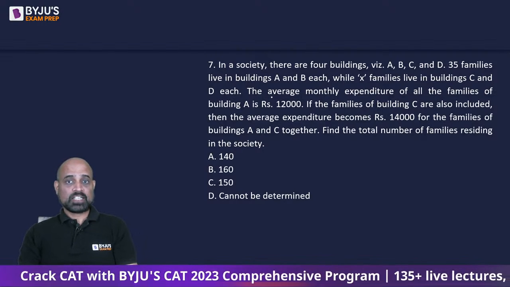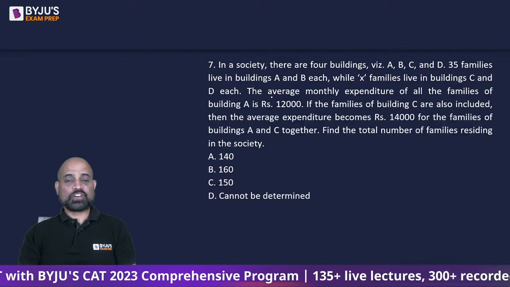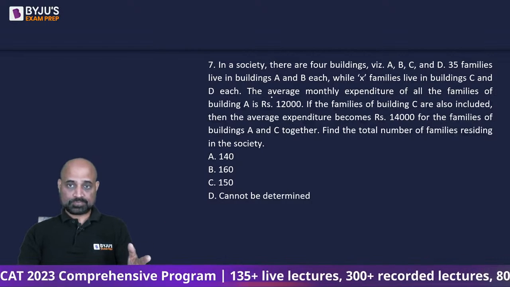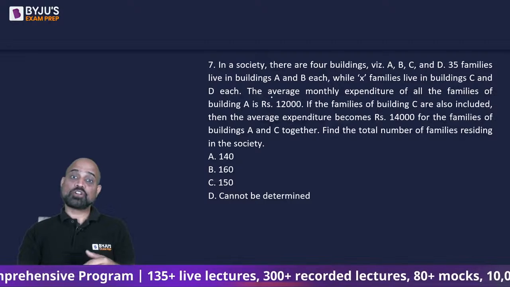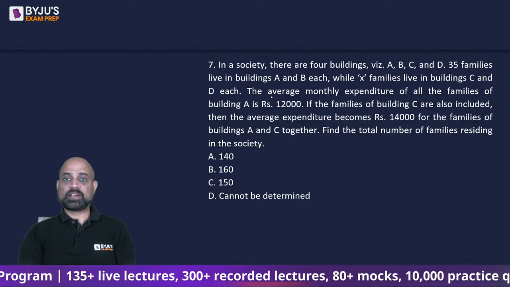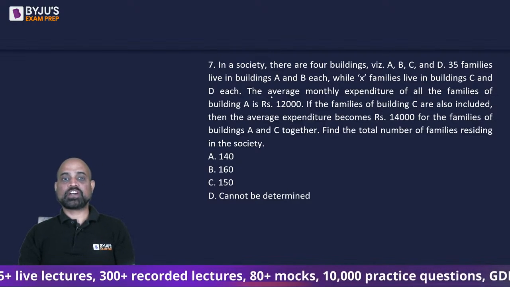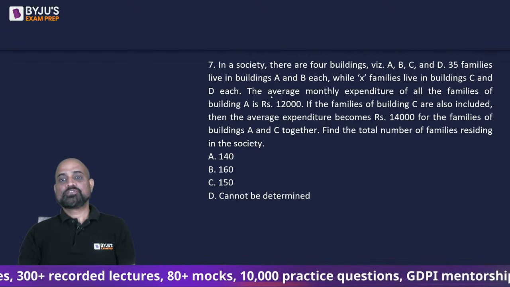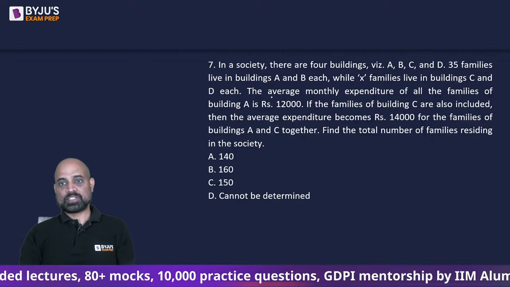Each. The average monthly expenditure of all the families of building A is 12,000. If the families of building C are also included, then the average expenditure becomes rupees 14,000 for the families of building A and C together. Find the total number of families residing in the building.